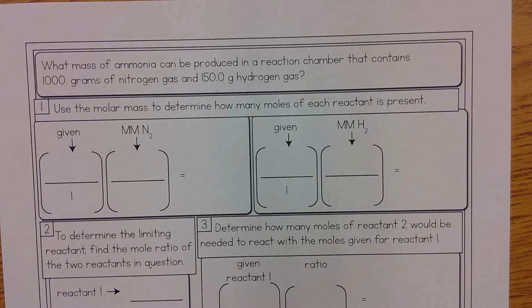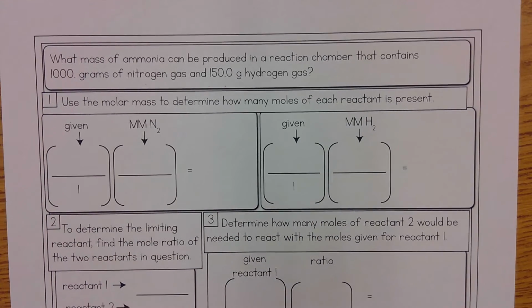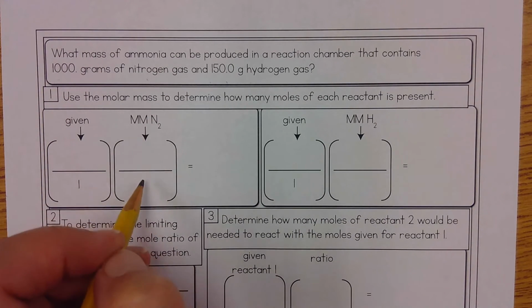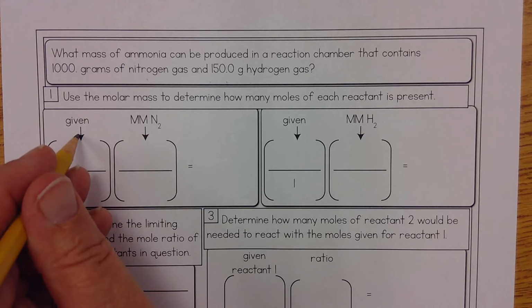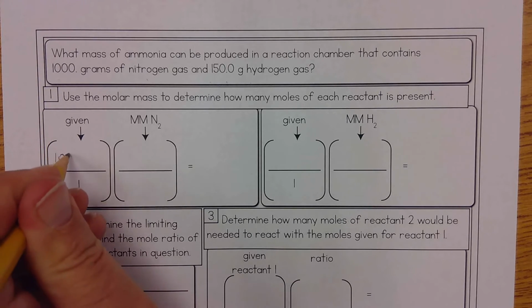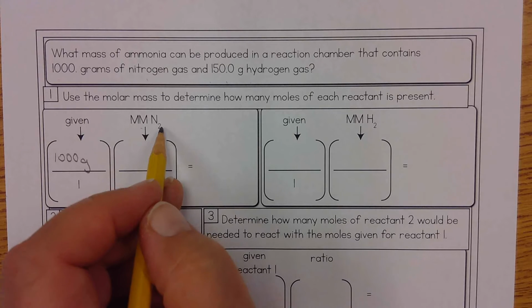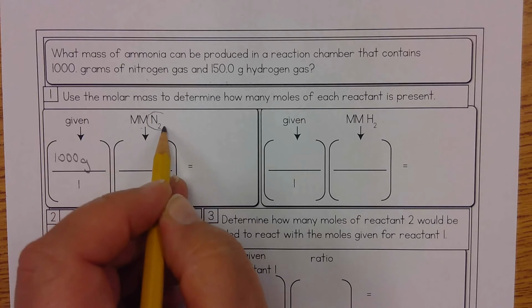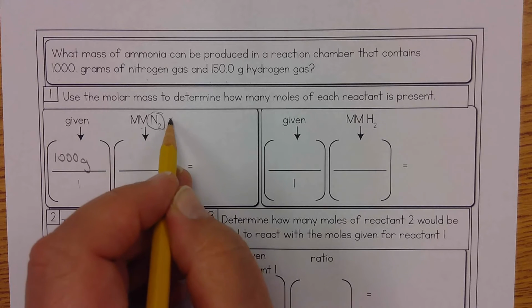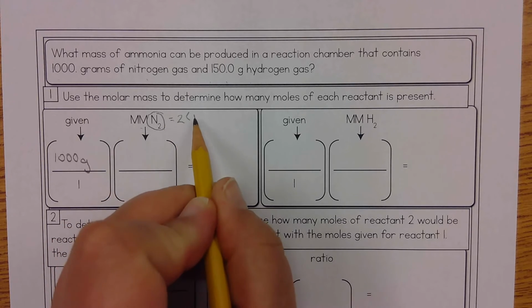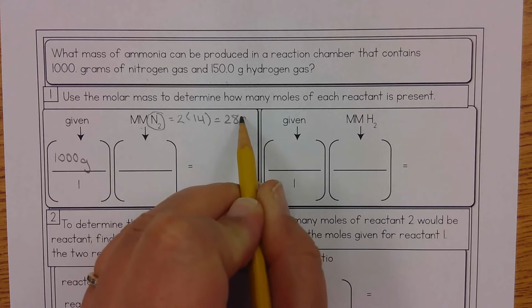I cannot use grams. I have got to use moles because my recipe is written in moles. So the very first thing I need to do is to convert the nitrogen and the hydrogen both to moles. So I do that with these little, that comes from the periodic table, right? So what I'm given when I'm talking about nitrogen is 1,000 grams. And then the molar mass of nitrogen comes from the periodic table. Remember, this nitrogen is N2. So we're going to do 2 times 14, which gives me 28 grams per mole.